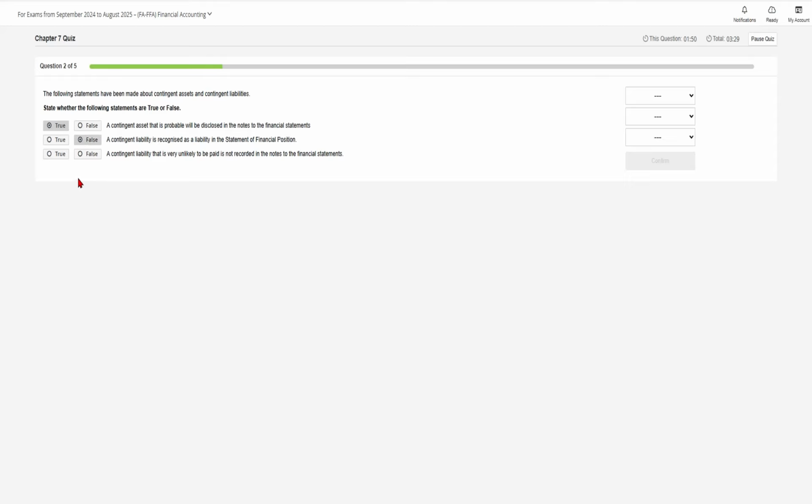The next one: a contingent liability that is very unlikely to be paid is not recorded in the notes to the financial statements. Yes, this is what I said a few minutes ago. If the chance of payment is remote, it is not disclosed at all in the notes as well. So it's true.